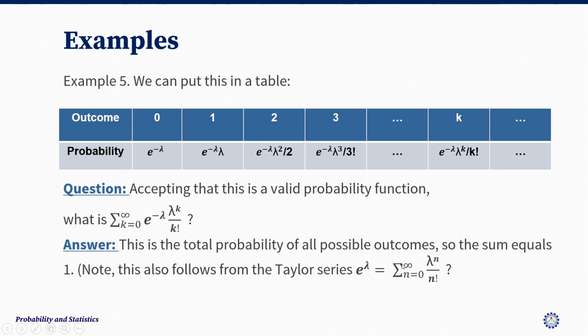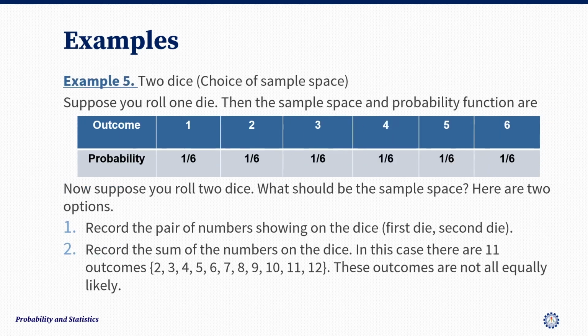The Taylor series is defined as e raised to lambda equals the summation from n equals 0 to infinity of lambda to the n over n factorial. Later in this course, I will discuss the Poisson distribution, so don't worry if you aren't able to understand this example. But that's how we represent the Poisson distribution in a probability table.